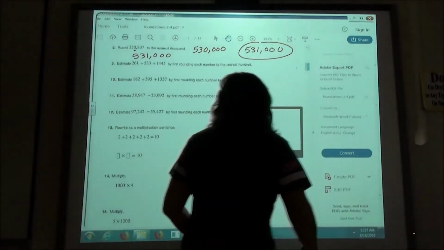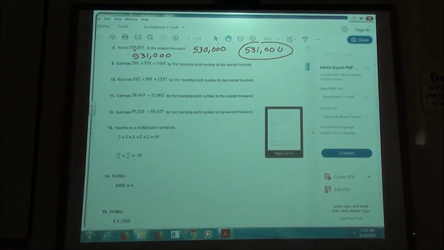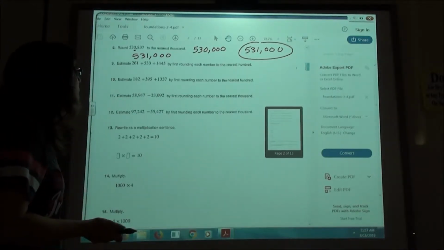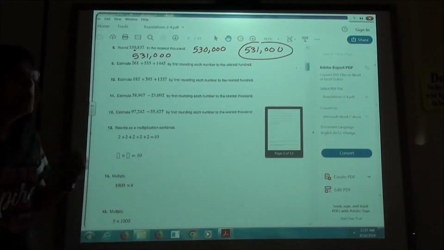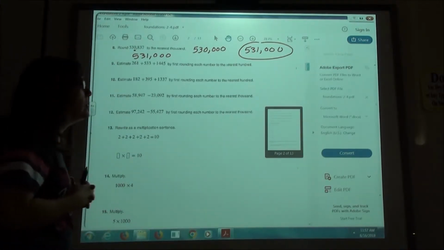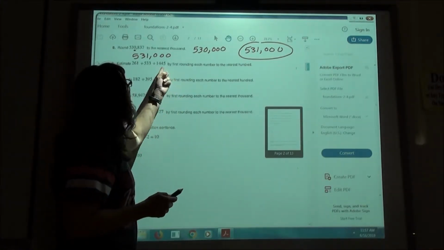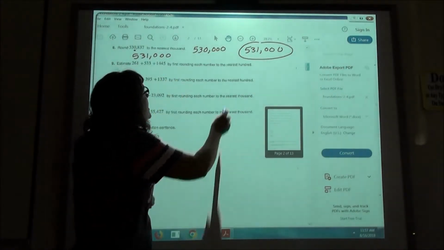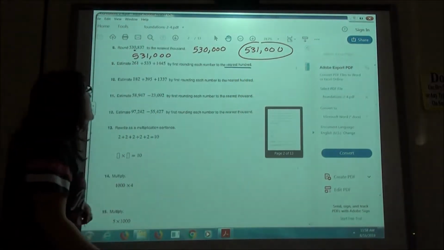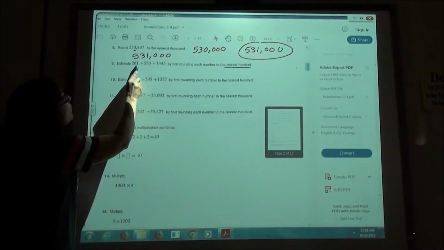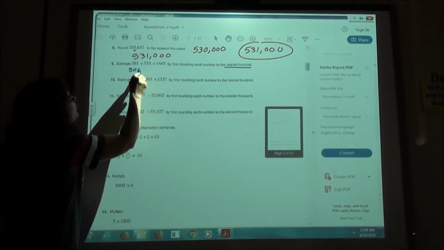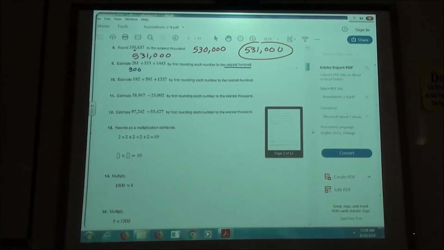Number 9. We are now going to do some estimating. So when they have you estimate, they don't want you just to add up the numbers and round them off. What they want you to do is round them off first and then add up those 1-digit numbers or whatever, 2-digit numbers, whatever you might have. We're going to estimate by first rounding each number to the nearest 100. So rounding this to the nearest 100, instead of 261, we would round that off to 300, right?